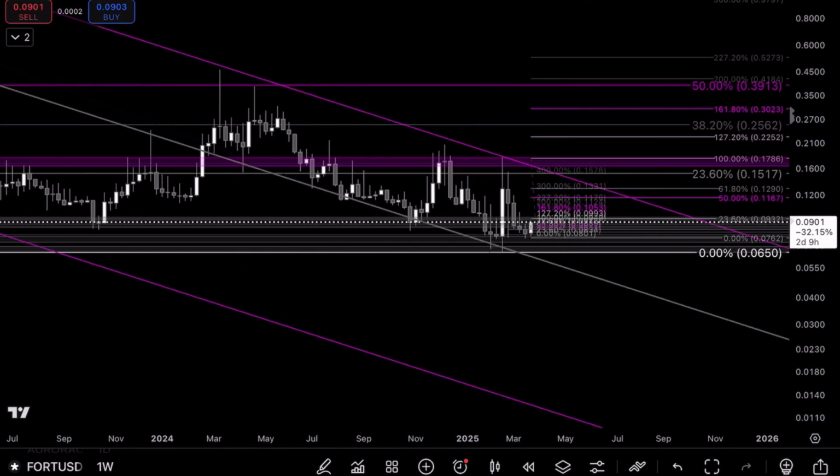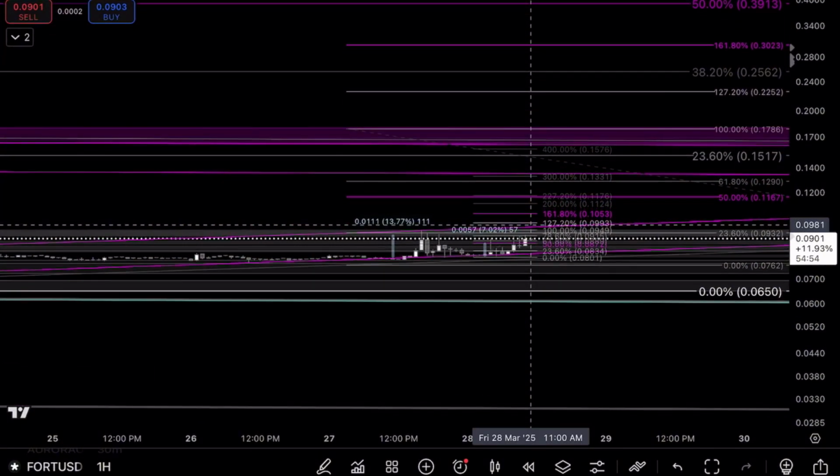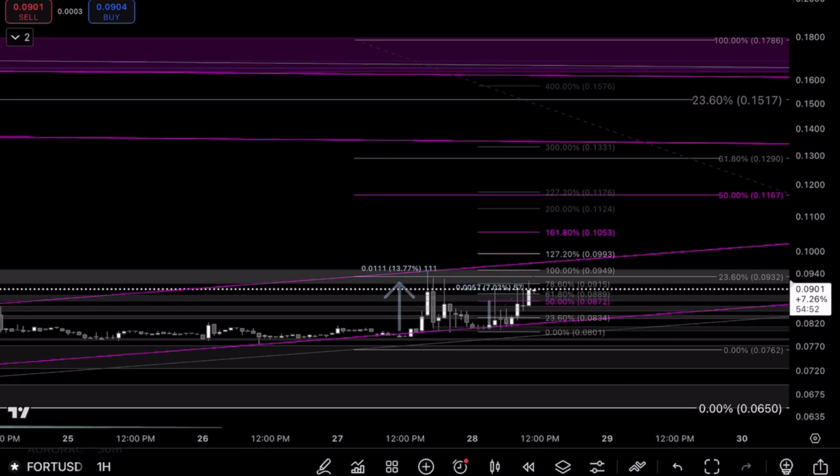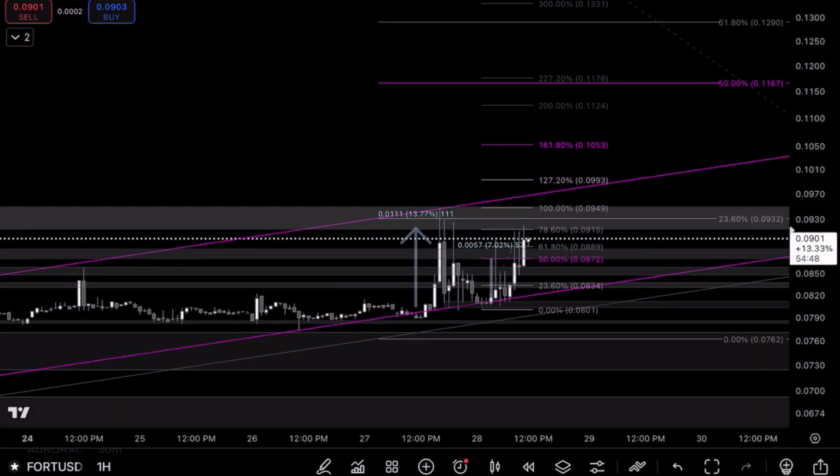Right now it looks like it's trying to go up, but when we go to the hourly chart, which is still kind of going up right there, I just want to see, like I said earlier, what it does when it reaches a resistance area.